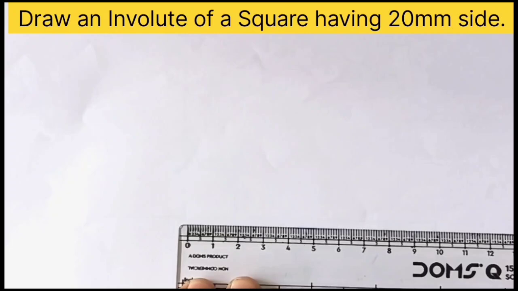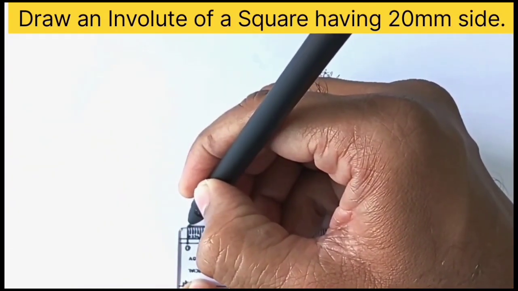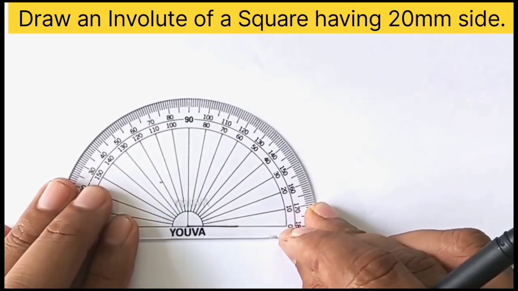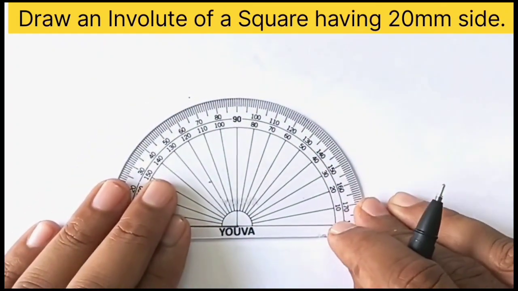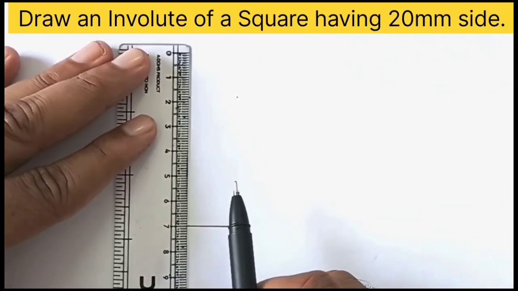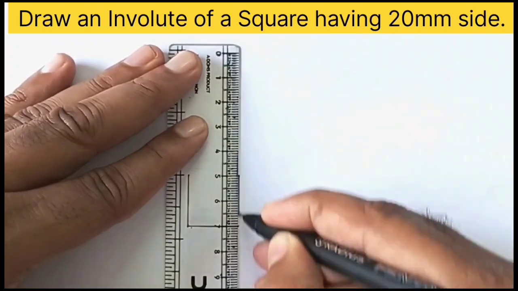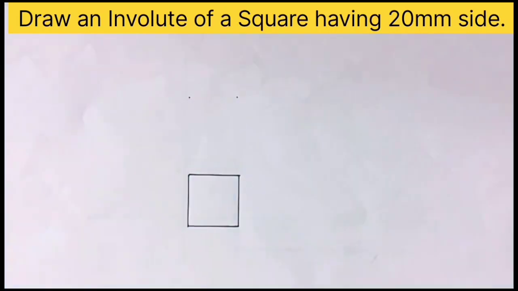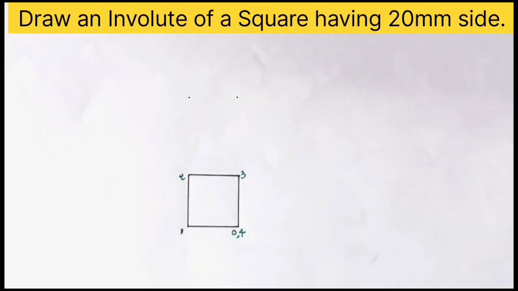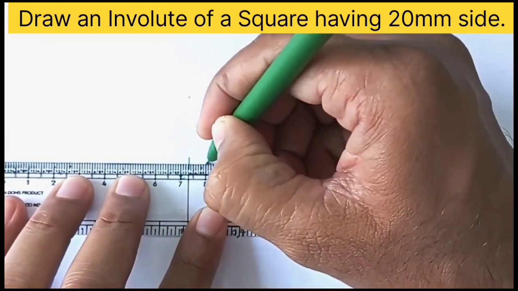First, take a ruler and draw a horizontal line of 20 mm. Next, take a protractor, keep it at the endpoint of the line and mark a point at 90 degrees. After this, using this point as a reference, draw a line of 20 mm and complete the square. Label these vertices as 0, 1, 2, 3 and 4 and give the dimension of any one side of the square as 20 mm.